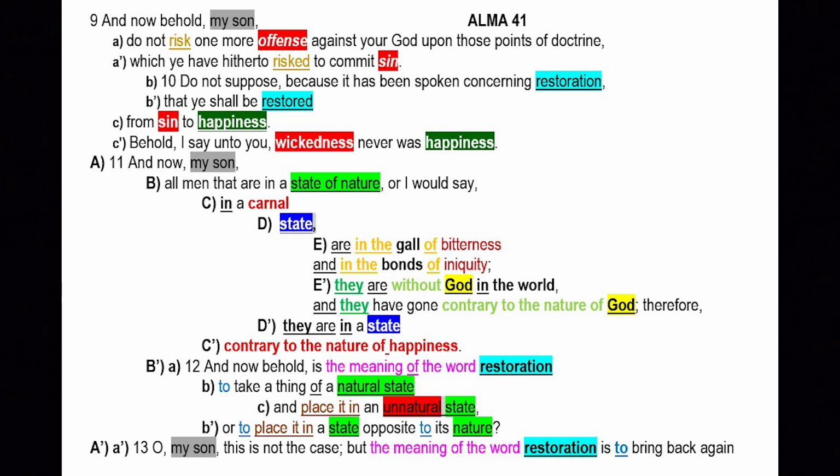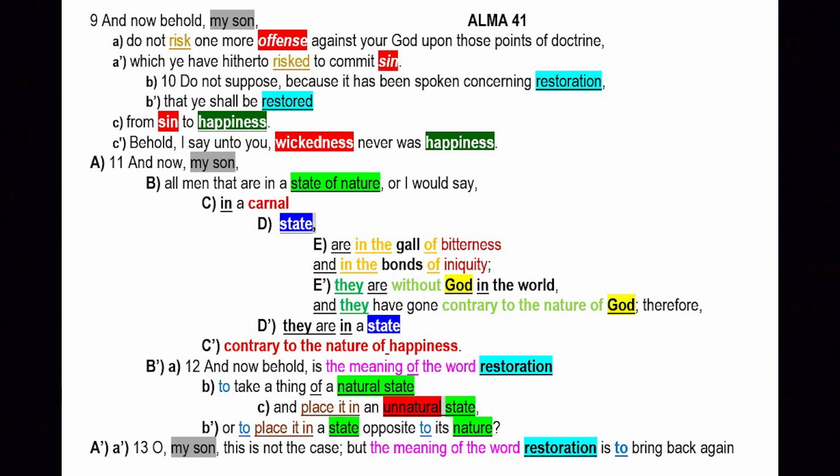In verse 10, do not suppose, because it has been spoken concerning restoration, that ye shall be restored. Just a double repetition of the word. From sin to happiness, behold, I say unto you, wickedness never was happiness. So sin is a match to wickedness. Happiness is a match to happiness. It's the same word. And in the top part, you have sin, offense, sin, and wickedness.